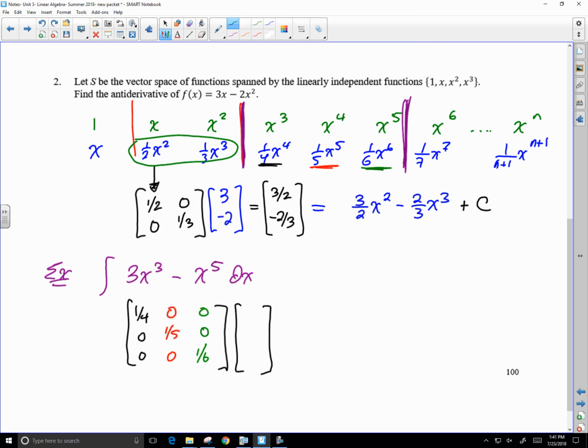My initial state vector, to use a slightly unrelated term, but it feels right, would be related to your integrand. So this spans from power of 3 to power of 6, but that's what we want to transform. We want to transform from integrand space to antiderivative space. So 3 for the power of 3, 0 for the power of 4, and -1 for the power of 5.